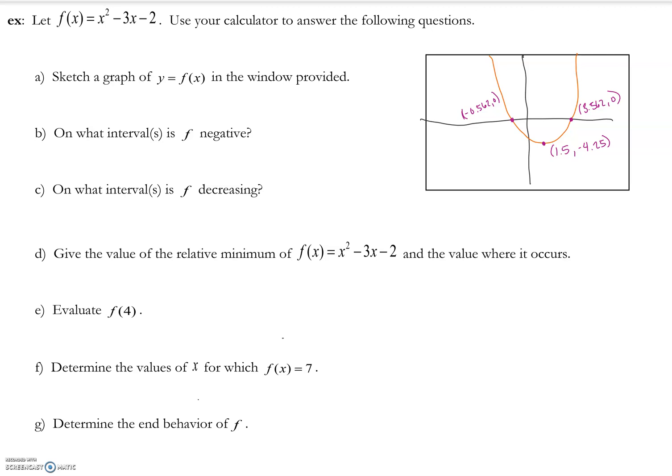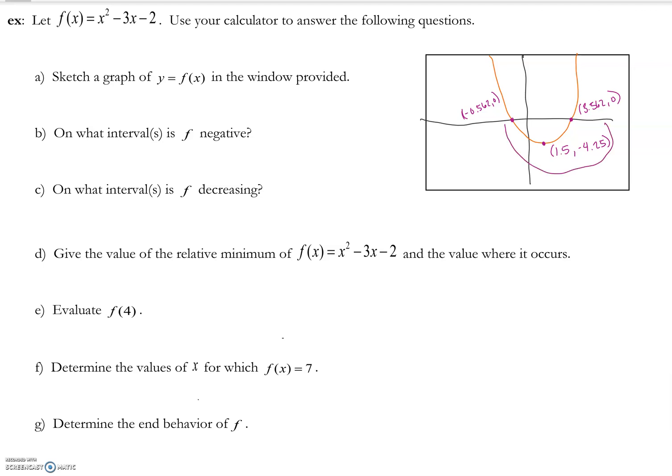All right, so now that we have a nice sketch of our graph on our notes with some important points labeled, let's see if we can answer some of the questions. Part B says, on what intervals is f negative? So I have to remember, when I say negative, I mean when is this graph below the x-axis? When are those y values negative? On this graph, that happens in this section right here.